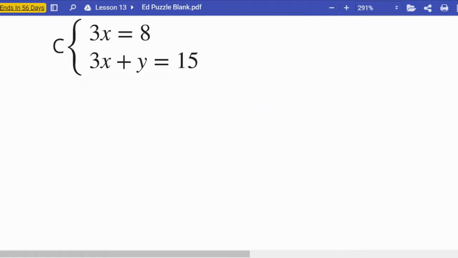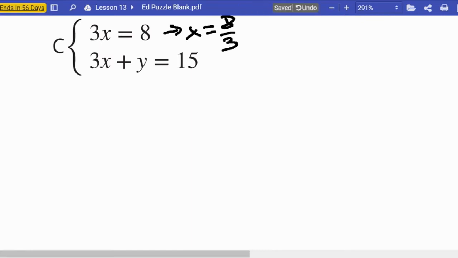Okay, now we're going to try C. The first thing that we notice about C is that there's no isolated variable. There's no x equals something or y equals something within one of the equations. So we can do two things. The first thing we can do is rewrite this top equation as x is equal to 8/3.